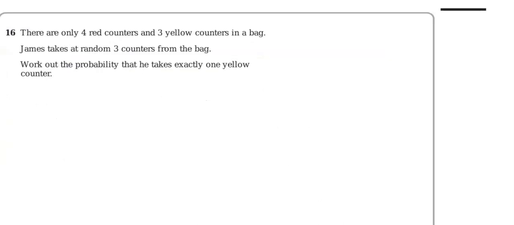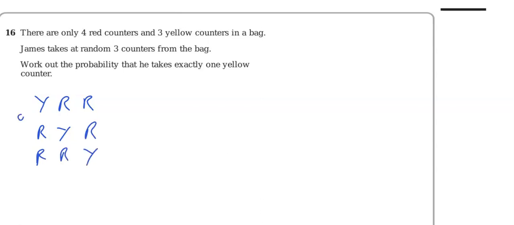And in this case, we have 4 red counters and 3 yellows in a bag. James will take out 3 counters. Work out the probability he gets only 1 yellow counter. We have to think of the patterns on which this can happen. Yellow, red, red, red, yellow, red, red, red, yellow.